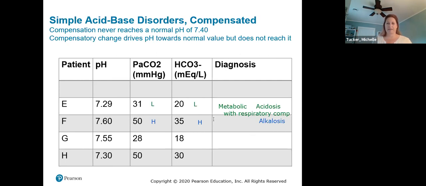Yep. So bicarb acts as a base. So high bicarbonate will give you metabolic alkalosis. And then we have with respiratory compensation. So we will continue with two more examples.